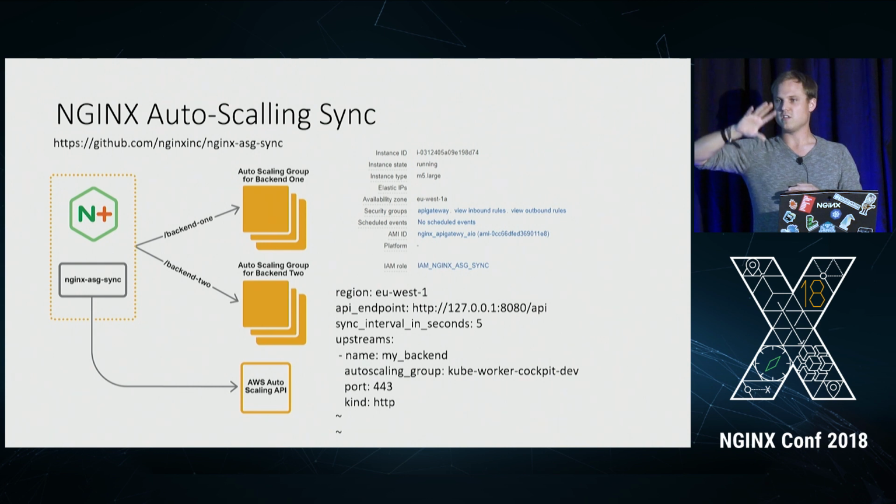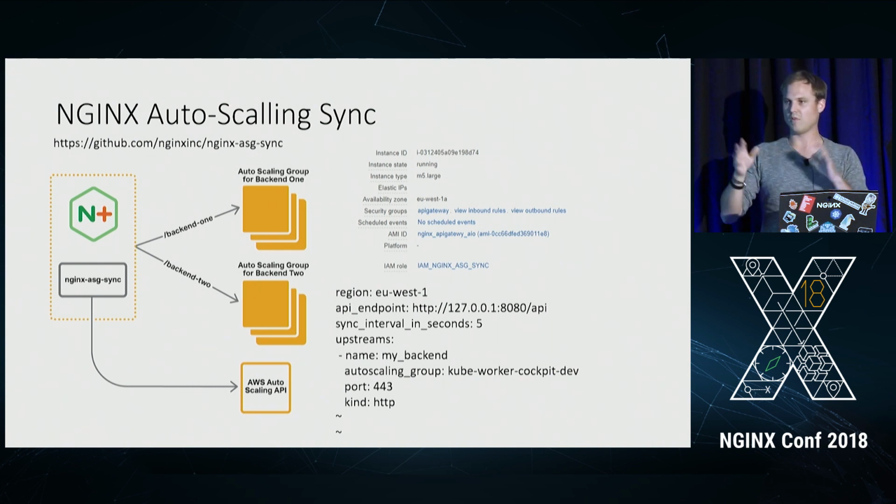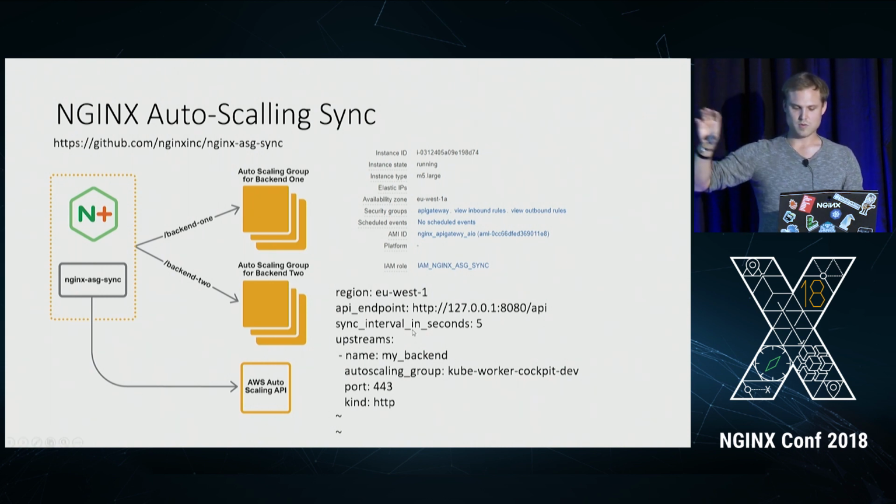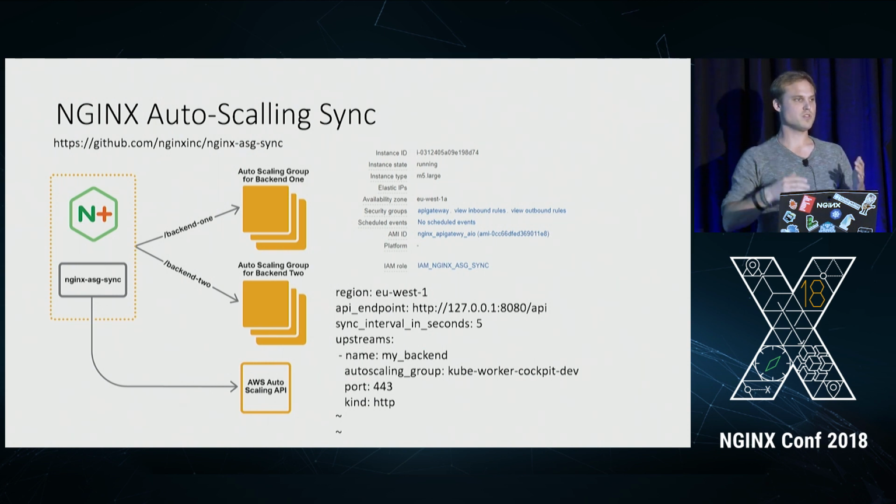With this, I do not need the NLB or all the other stuff. I just say in the NGINX configuration here, this is my auto-scaling group, port 443 HTTP. Sync is 5 seconds, and then NGINX will do this for me and configure or reconfigure the upstream part dynamically. So that means I can watch my auto-scaling group without reconfiguring or restarting my instance.